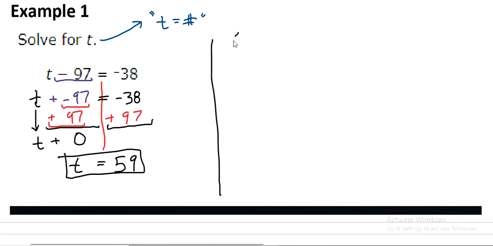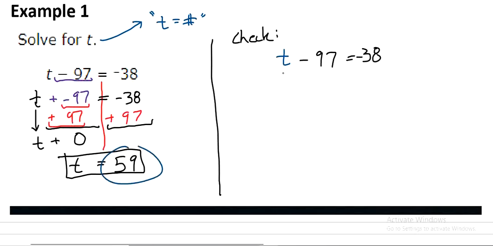Here's how we can check it. It's always helpful to do a check. So we know that our original equation was t minus 97 equals negative 38. That's a little sloppy there. Sorry about that. I can take what we found the solution to be, which is 59, and I can substitute that in for my variable.